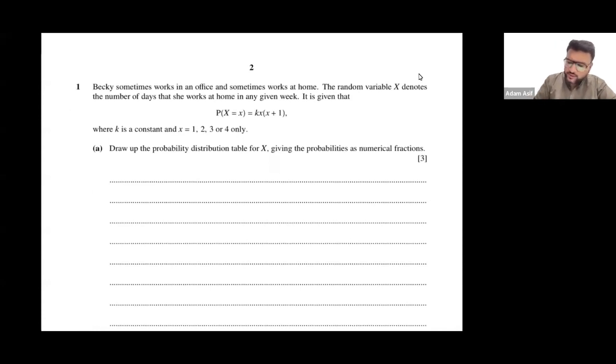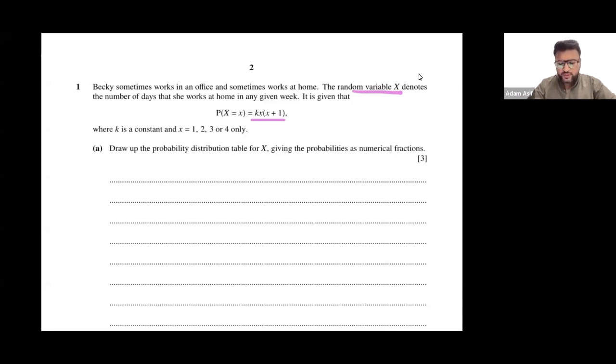The random variable X denotes the number of days that she works at home in any given week. It is given that the probability that X equals x is given by this formula Kx times (x plus 1), where K is a constant and x is equal to 1, 2, 3, and 4 only.